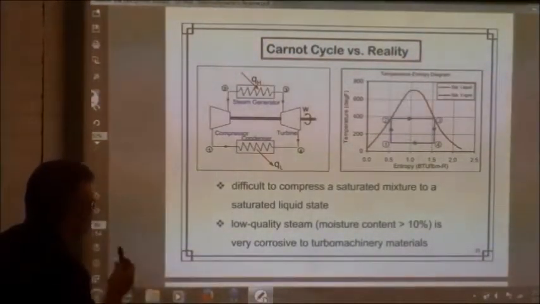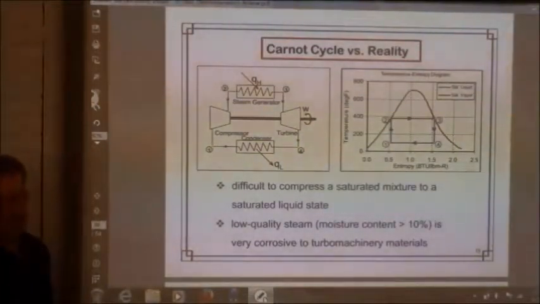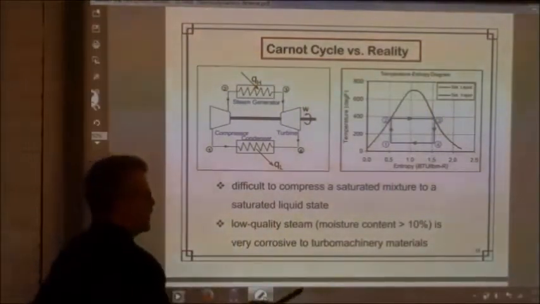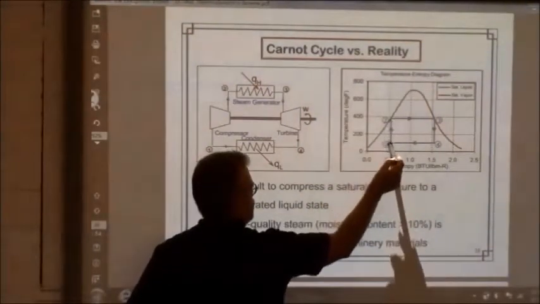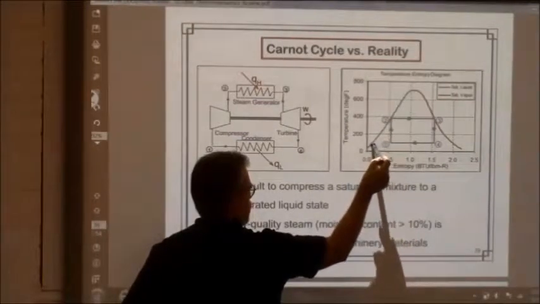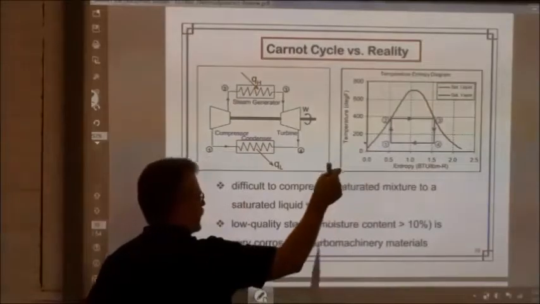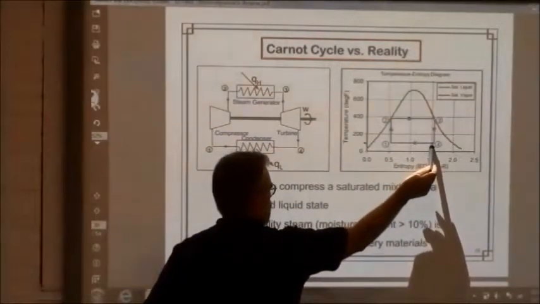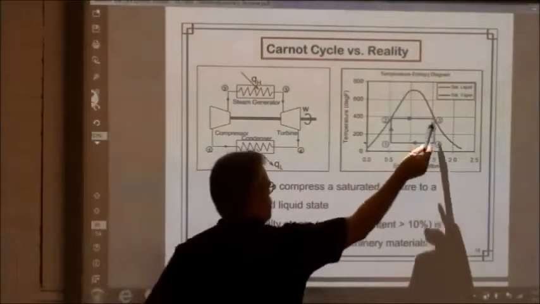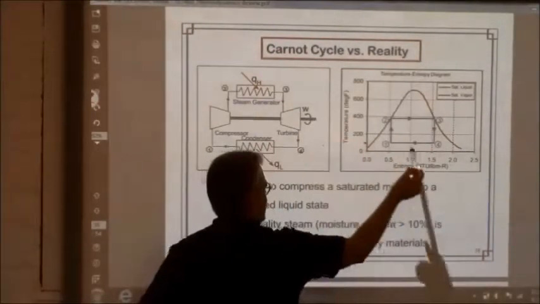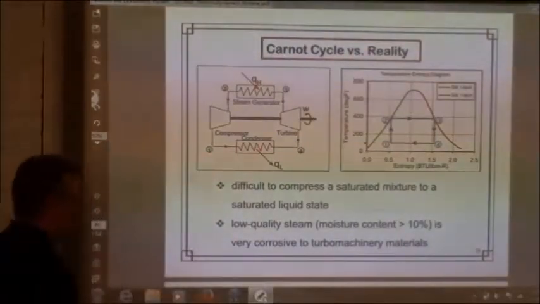Now, we don't actually build Carnot cycles for a few reasons. Number one is it's difficult to compress a saturated mixture just like this. So typically what we will do is condense our mixture all the way down until it's a saturated liquid and then compress from there. Also, this is a very high moisture content steam condition here at the turbine exit. So typically what we will do is superheat the steam so that when we condense it, it has a moisture content less than 10%.